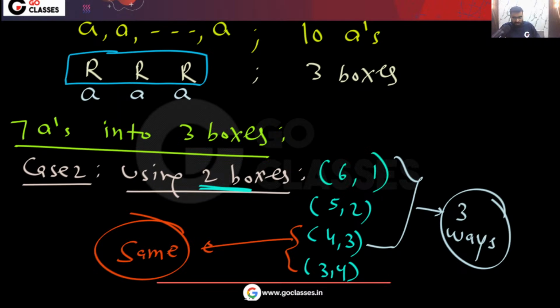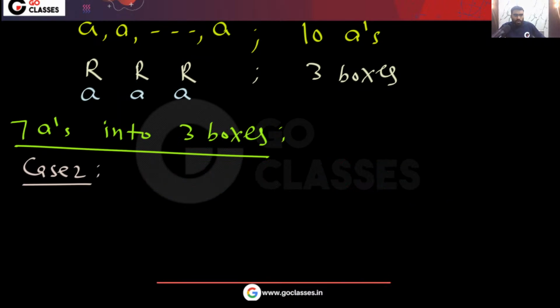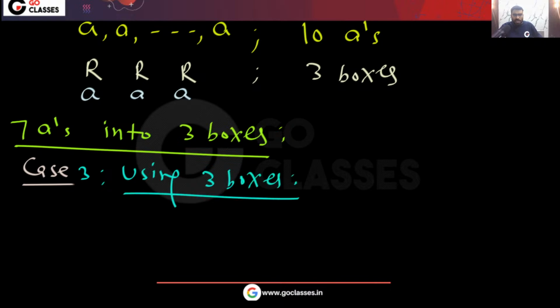Okay, in this case there are 3 ways. Finally, what is the case 3? The case 3 is using 3 boxes. If you use 3 boxes, then how many are possible? Very simple. In one box, I can give 5, in one box 1, in one box 1. This is possible, right? Yes or no?